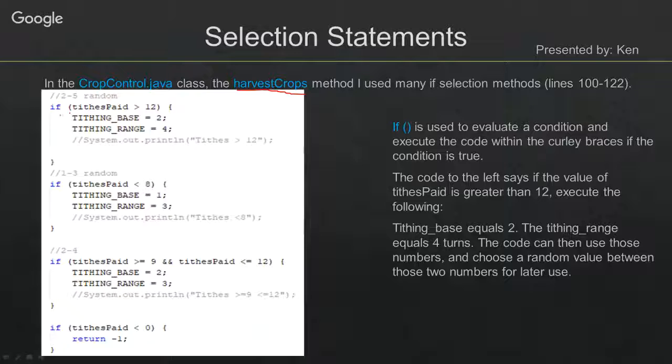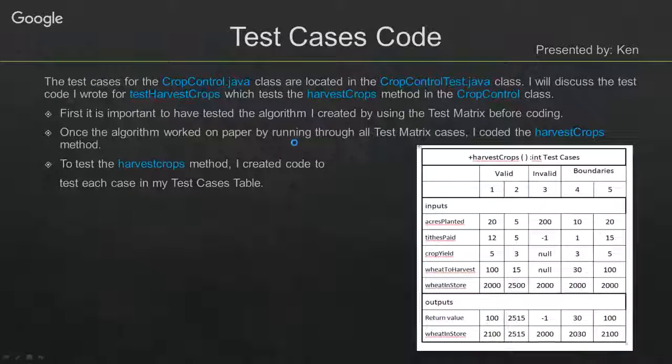Mine was a little bit different on the if statements. As Jason already explained, my if statements had a random variable. So the base of the random variable would be 2 and the range would be 4. And so if tithes paid was greater than 12, you could have a potential of 6 as your tithes paid. And so that would be applied to your crop yield, which I'll go over here.